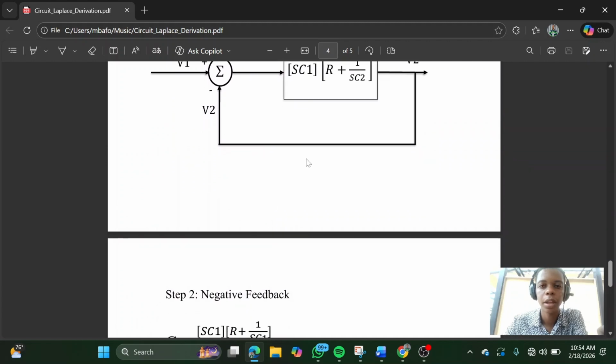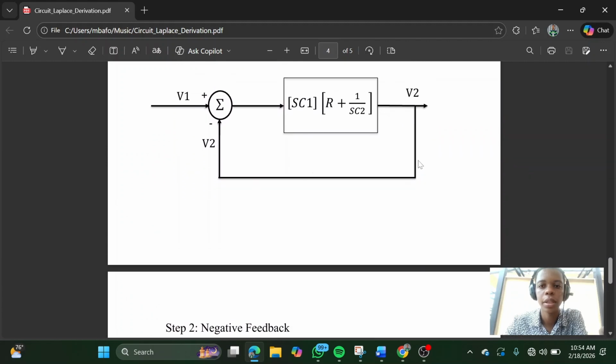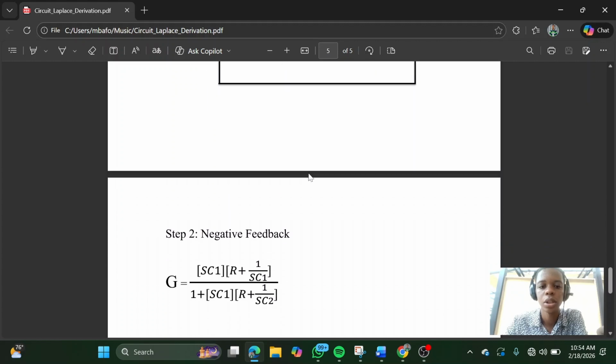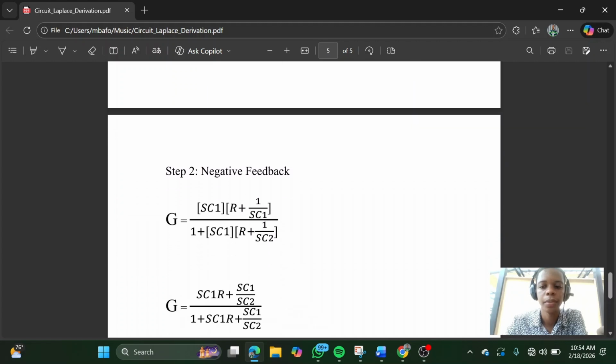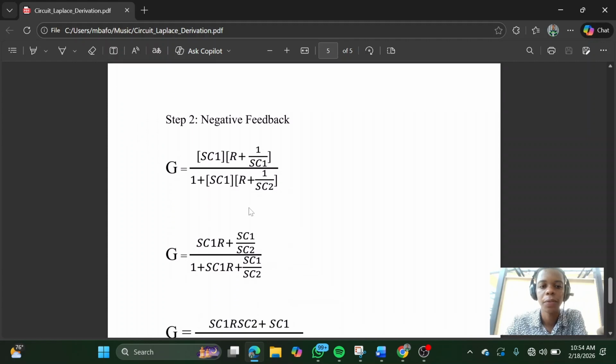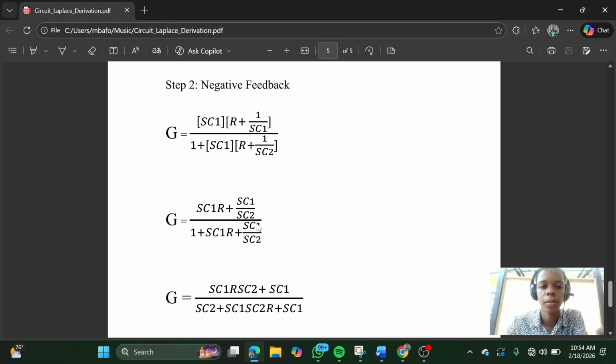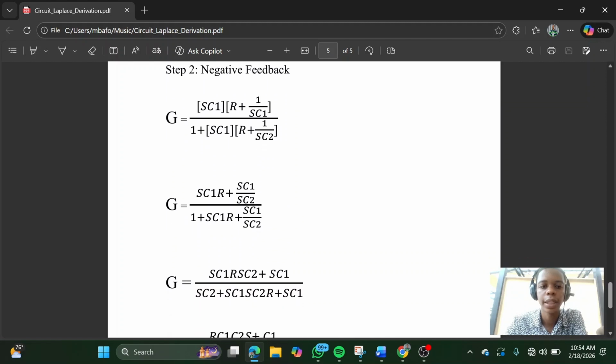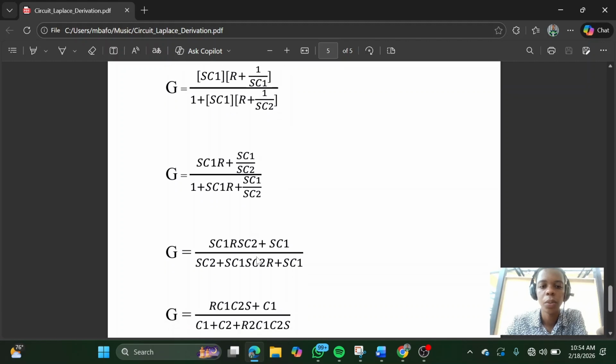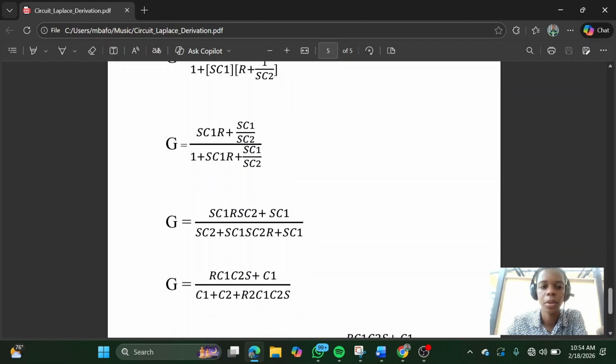It's a negative feedback because we have the output connected to the input, and there's a unit gain of 1. So there's a block here, but the gain is 1. When we have this expression, we can now simplify it using laws of algebra. Here we can take the LCM, SC2, and they're going to cancel out each other. When we simplify, we're going to have this expression up here.